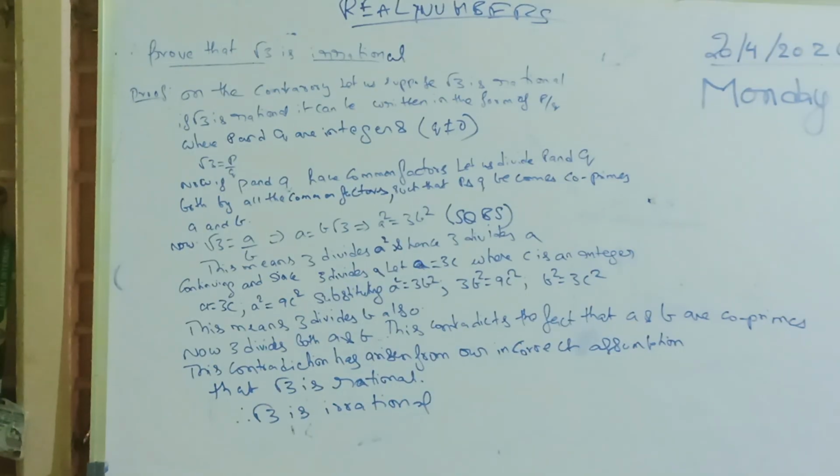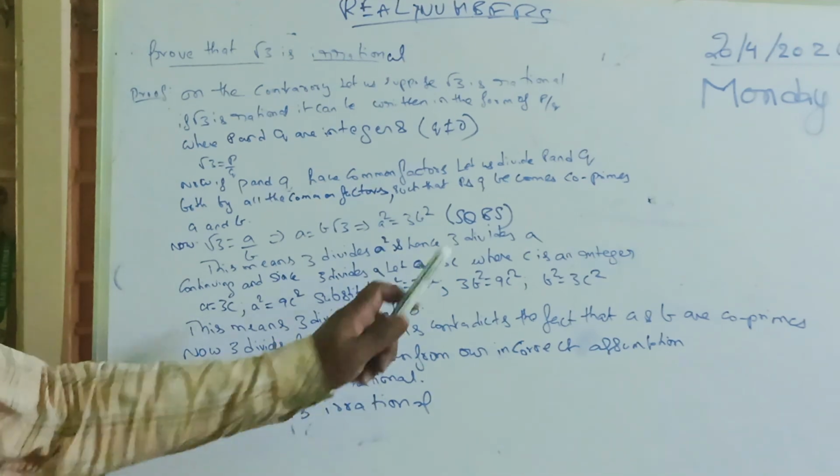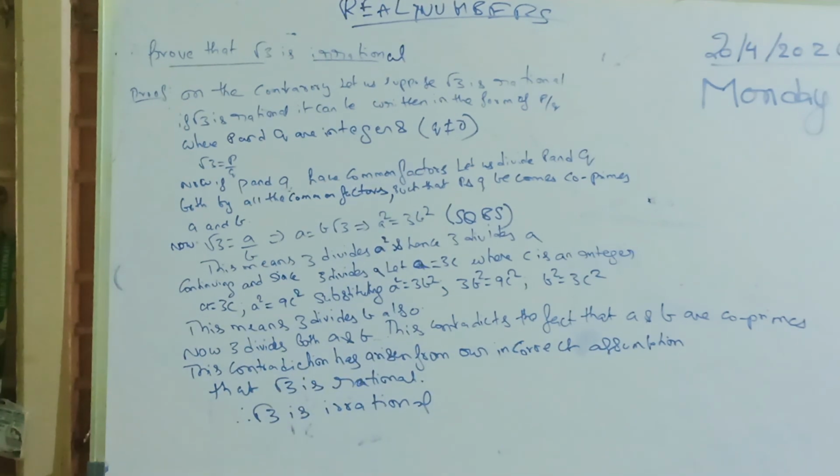So now 3 divides a. Let a be equal to 3c, where c is an integer. 3 divides a means a can be written as 3 into some integer, so a is equal to 3c. Squaring on both sides, a square is equal to 9c square.